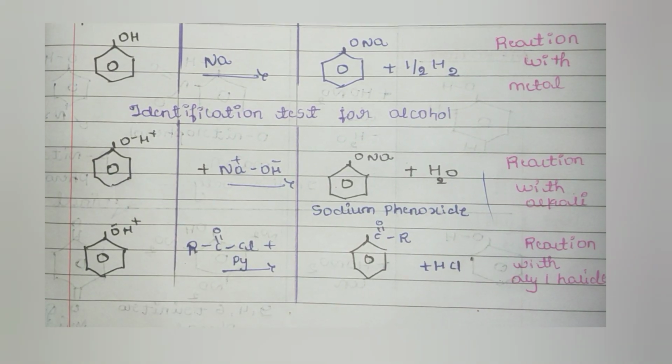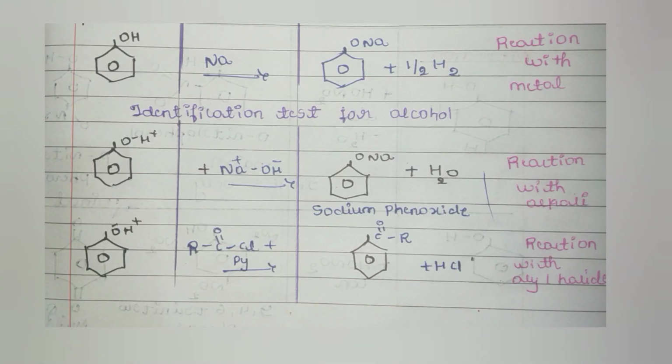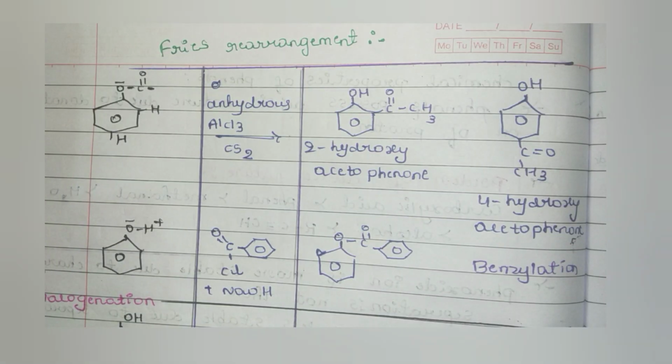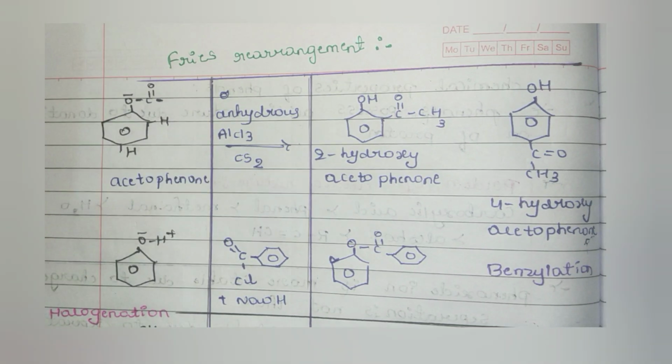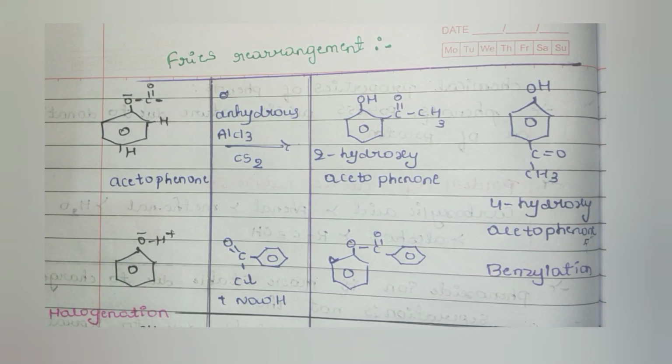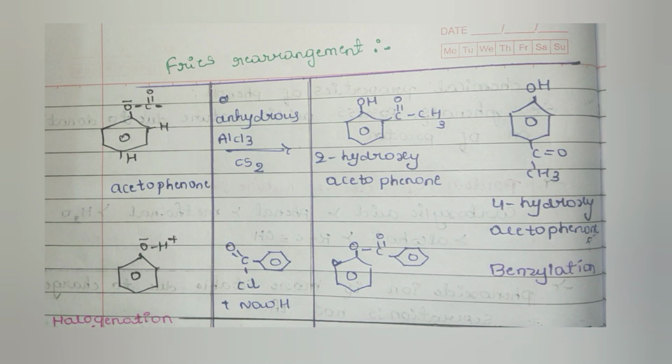And when phenol is treated with an acyl halide in the presence of pyridine, it gives phenyl acetate. This is called a reaction with acyl halide. When phenyl acetate is heated with anhydrous aluminum chloride in the presence of carbon disulfide, it involves rearrangement. It gives 2-hydroxyacetophenone and 4-hydroxyacetophenone. In this reaction, 4-hydroxyacetophenone is the major one. And this reaction is called the Fries rearrangement.